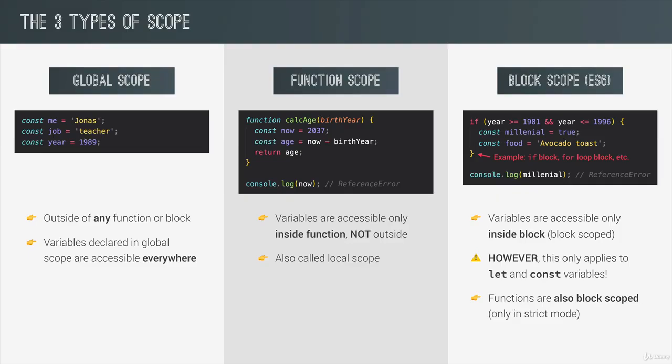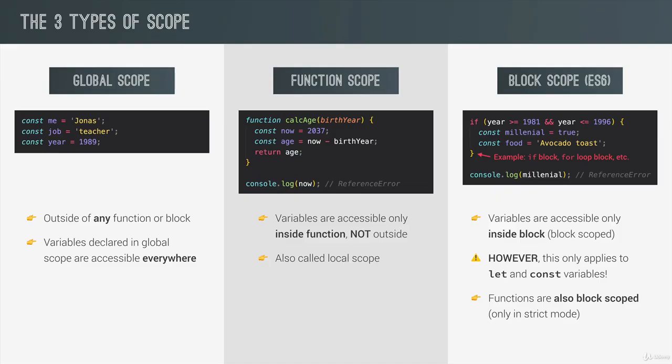So just like with functions, variables declared inside a block are only accessible inside that block and not outside of it. Now, the big difference is that block scopes only apply to variables declared with let or const. Okay? So, again, only let and const variables are restricted to the block in which they were created. That's why we say that let and const variables are block scoped.